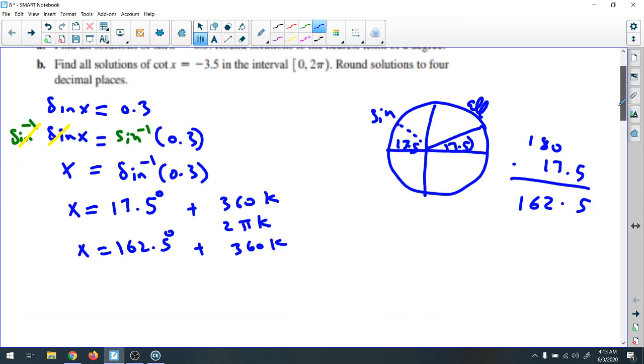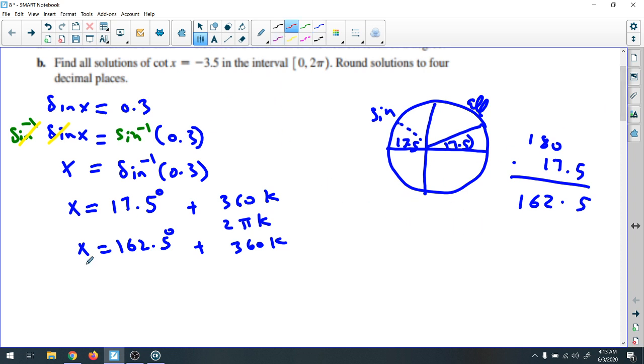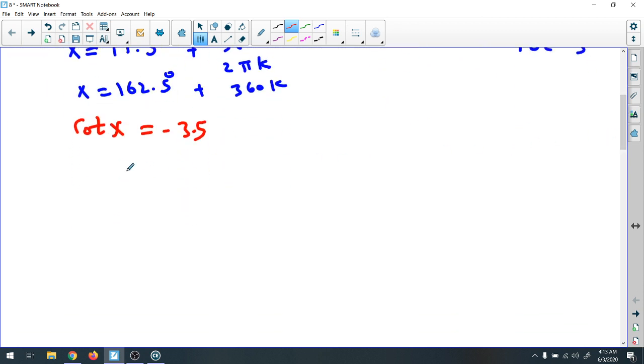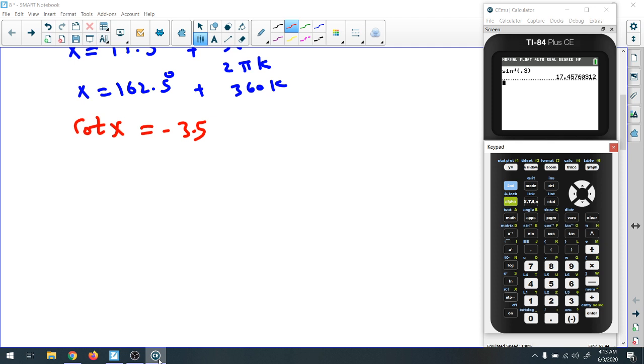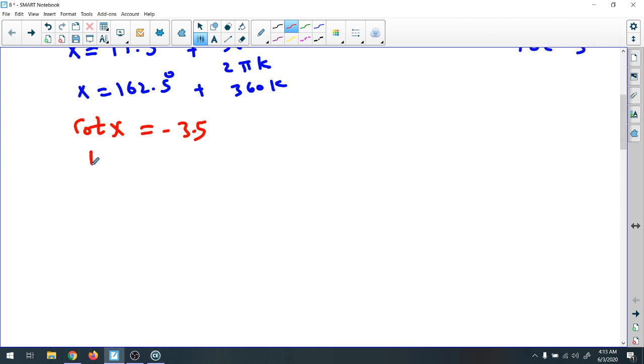The second question here is cotangent x equals negative 3.5. And we're going to change to the radian system here. Since we don't have a direct calculation for cotangent, we know that cotangent is the reciprocal of tangent. So if you take the reciprocal, 1 over cotangent x, which is tangent x, it will be 1 over negative 3.5, the same.